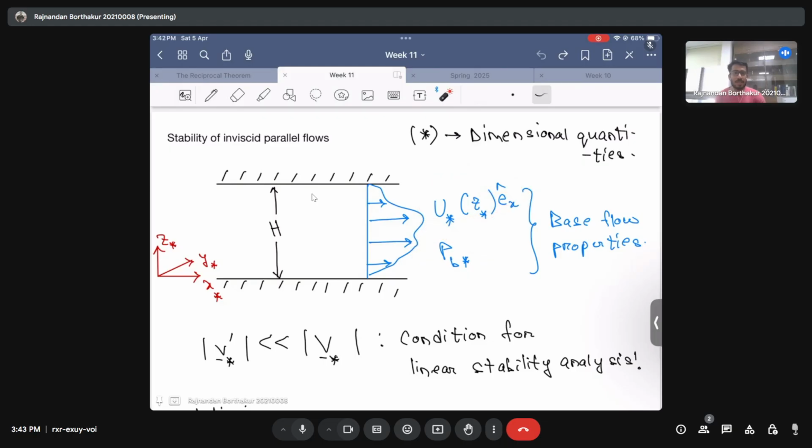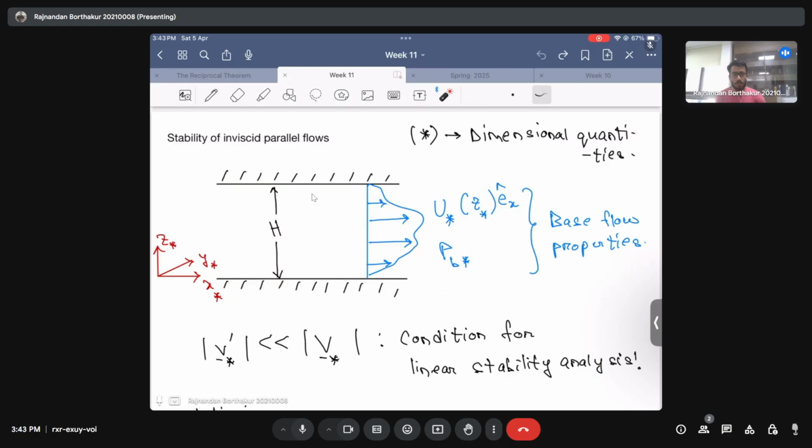The idea is that once we know a given base flow, if there are perturbations to this base flow, then the question that we seek to answer is whether these perturbations will grow with time, which will make the flow prone to instabilities, or whether the perturbations will decay with time and eventually die down, and the flow will become stable. That's the question that we seek.